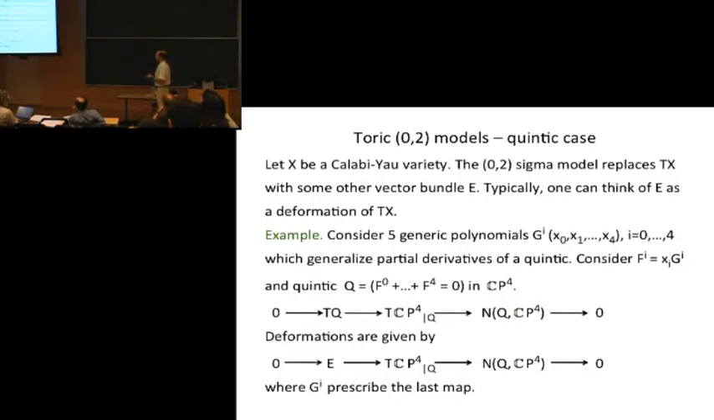The example that motivates us is this: let's say you have five generic polynomials in five variables, each of degree four. Think of them as a generalization of the partial derivatives of a quintic. Consider the same polynomials multiplied by the variables, and the quintic is just the sum of the x_i times the g_i's. The tangent bundle to the quintic is the kernel of a map from the tangent bundle of CP4 restricted to the quintic to the normal bundle. But you can look at other maps from this tangent bundle of CP4 to the normal bundle, and those other maps are precisely given by these g_i's. So this E is the kernel of this map, and to this data I expect to associate a vertex algebra, and here is the answer.